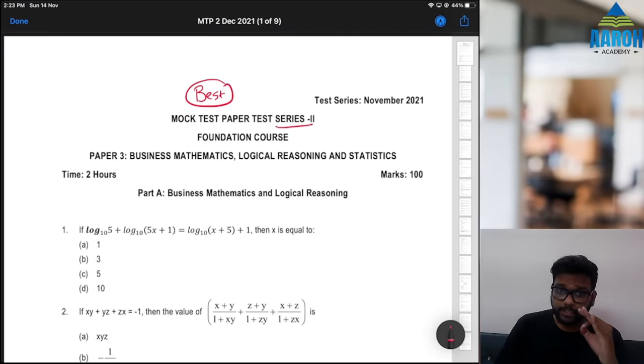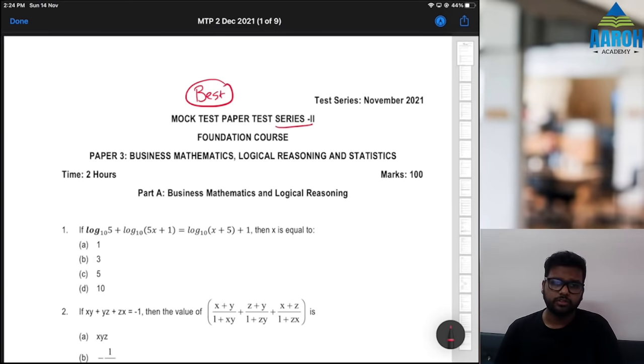I would strictly suggest that you should solve this first by yourself and then only come to these solutions, because that is going to help you in the exam. We are going to try to solve as many questions as we can within 1 minute. So let's try. Some questions are very complex, some are simple as usual.